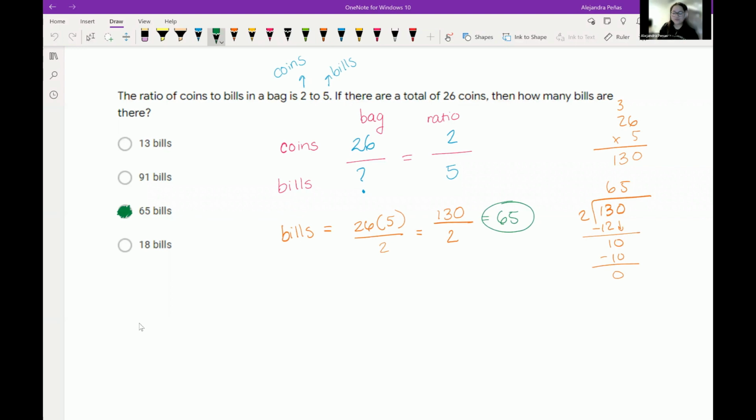So your proportion might look a little bit different than mine, but that's okay. The idea is that you put the numbers in the right place. So you should have more or less a proportion where you're dealing with the coins in the bag to the ratio. So you multiply 26 times 5 divided by 2, and you end up with 65 bills in the bag. So you guys got it.